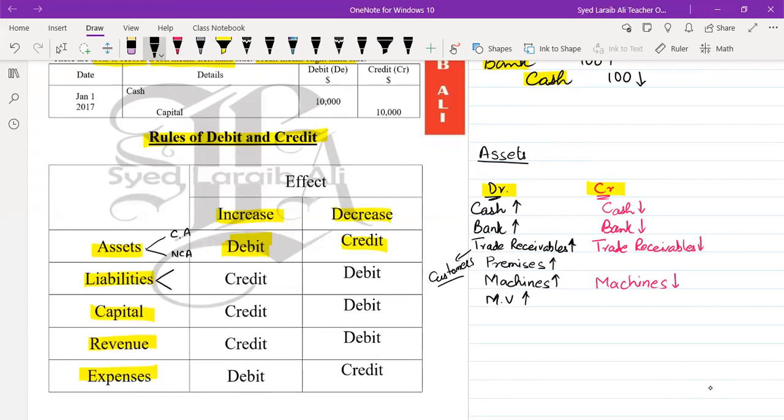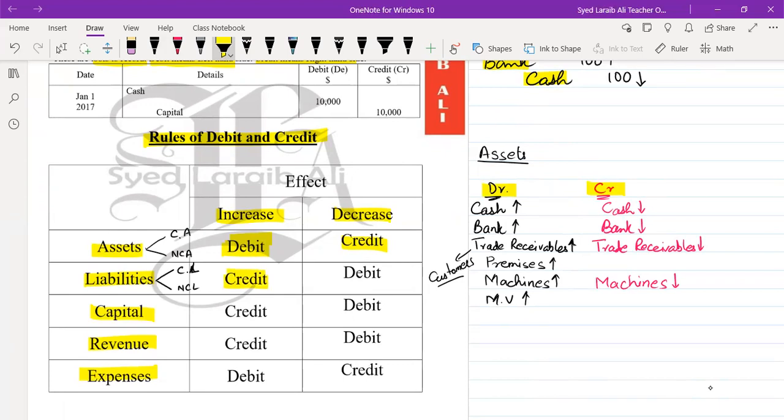The liabilities occur when the business purchases goods or products on credit from its suppliers, or when the business takes loan from someone or from bank. This is basically the liability the business has to pay. Now, when the business increases its liability, first of all, liabilities are of two types, current liabilities and non-current liabilities. When liabilities increase in the business, they are recorded on right hand side, which is credit side.